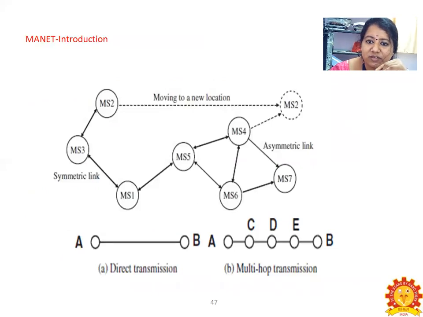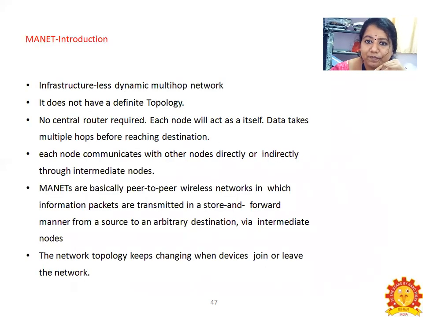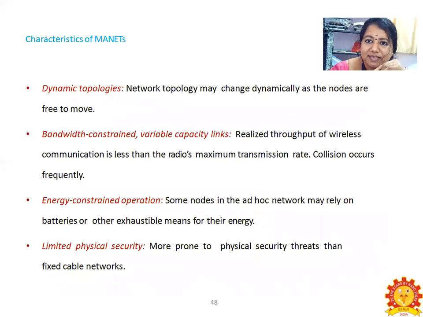Next is the MANET introduction. Here we have a direct transmission as well as the multi-hop transmission. The direct transmission goes from A to B, whereas the multi-hop transmission moves from A to B through several transmissions: A to C, C to D, D to E, and at last from E to B. So it is an infrastructureless dynamic multi-hop network. It does not have a definite topology. The characteristics are dynamic topologies, bandwidth constraints, variable capacity links, and energy constrained operation. At last, we have limited physical security.